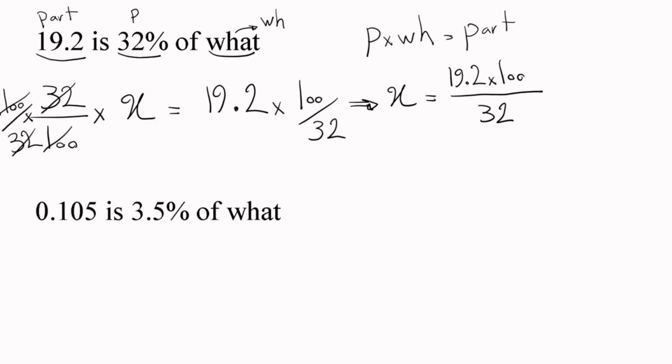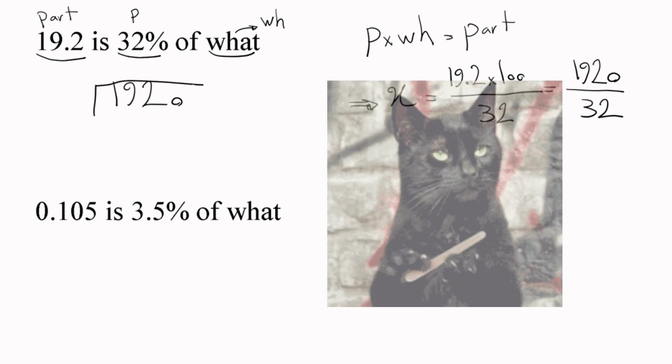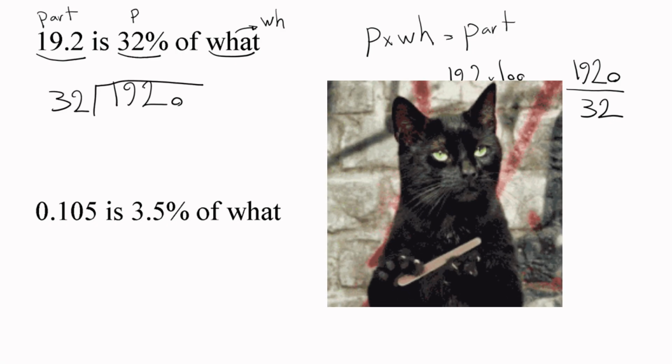So let's simplify it. I can write the numerator as, because if I multiply it, I must move the decimal point two digits to the right, I'm going to have 1920 over 32. Then I can easily divide this. Let me erase this part to do the division. Now I want to do the division. I have 1920 and I want to divide this by 32.